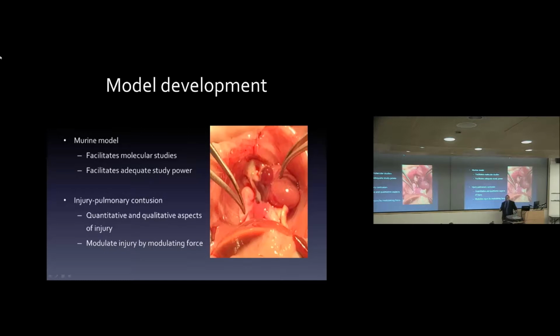Lung is probably not the same as liver injury. Things are different, but we have to start somewhere. So lung is as reasonable a place as any. And then quantitatively, we can alter the amount of force that we use to generate the pulmonary injury, creating a small injury or a large injury that's reproducible and allows us to study that mobilization.